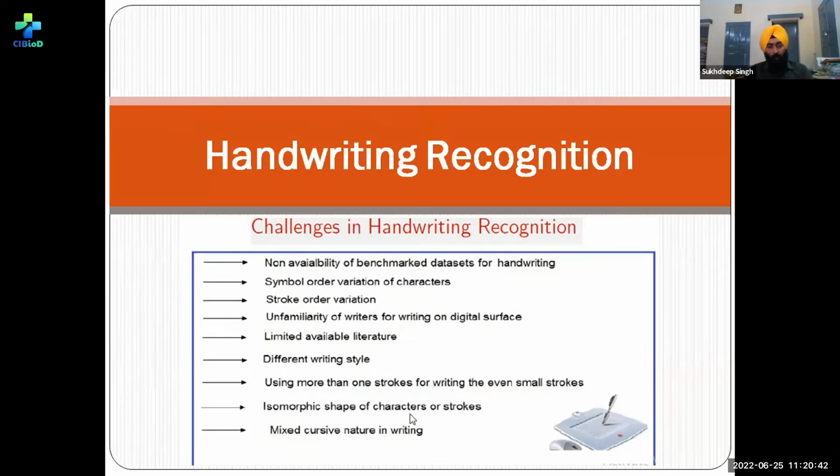After that, the other challenge that we will come across in developing a handwriting recognition system is limited available literature. This is an interdisciplinary field of medical science and computer science, but the available literature to work in this direction is very limited. Then different writing styles are another challenge for handwriting recognition. Different writers can write the same thing in different handwriting.